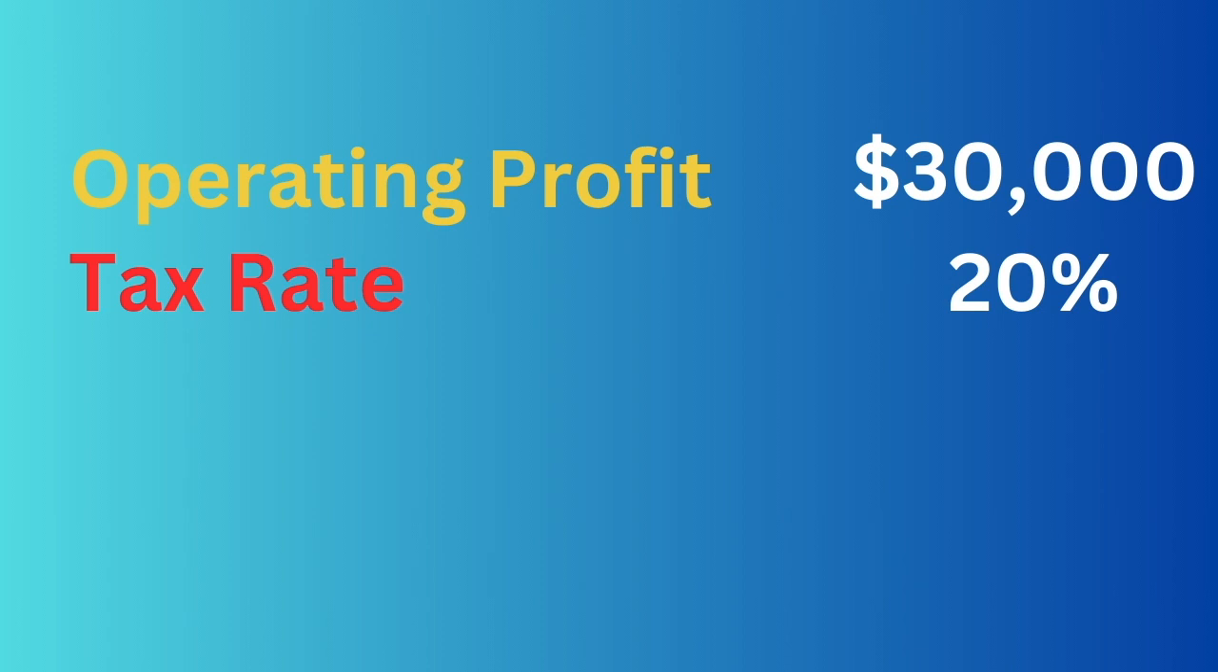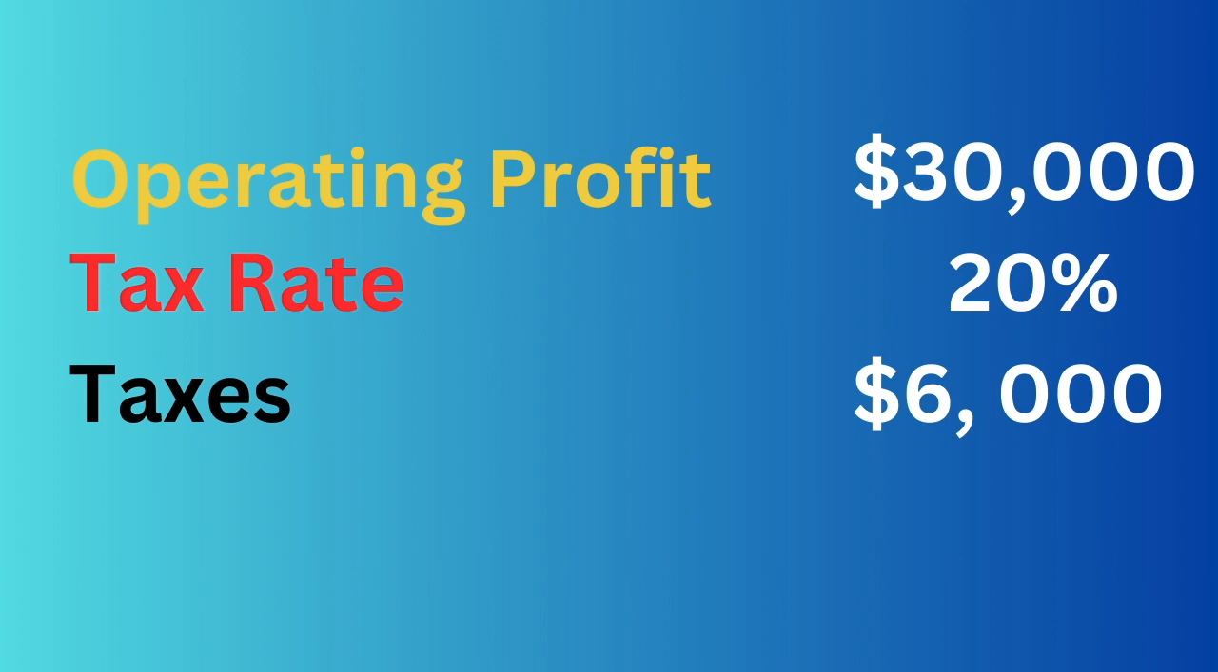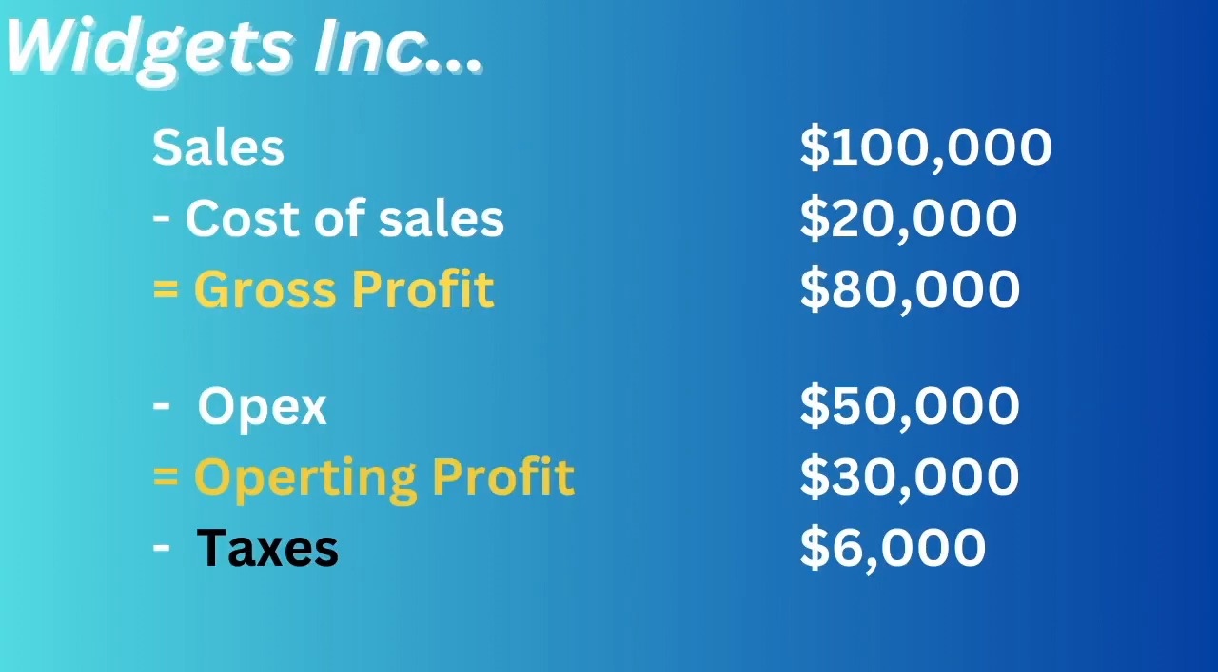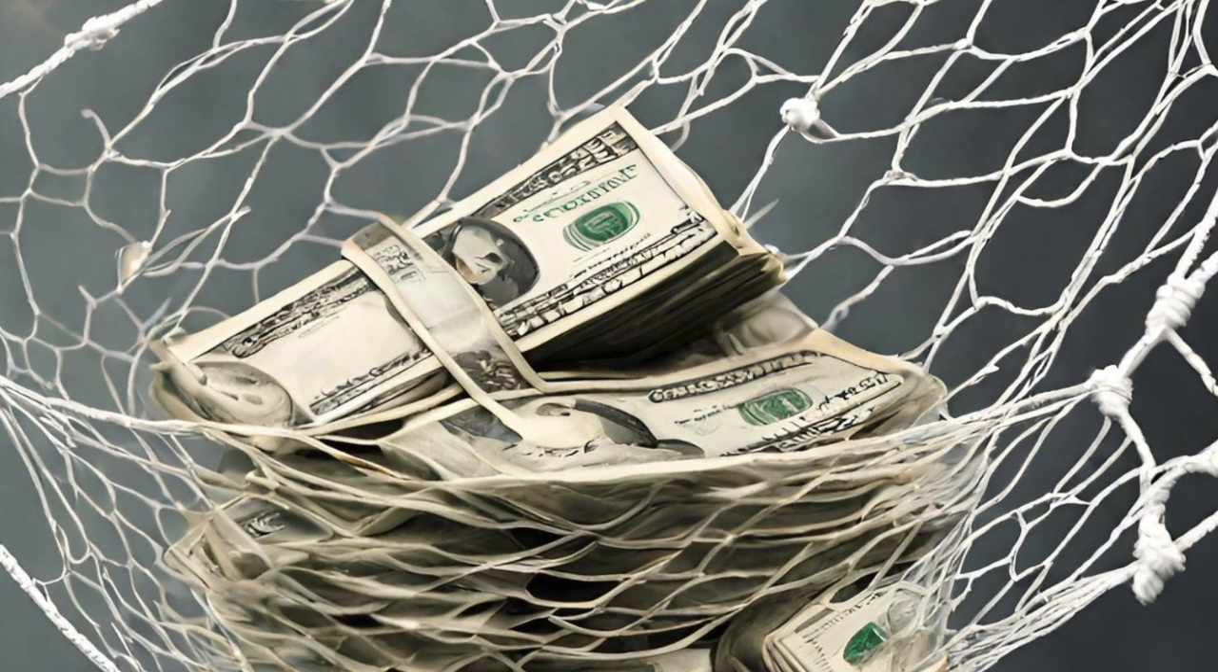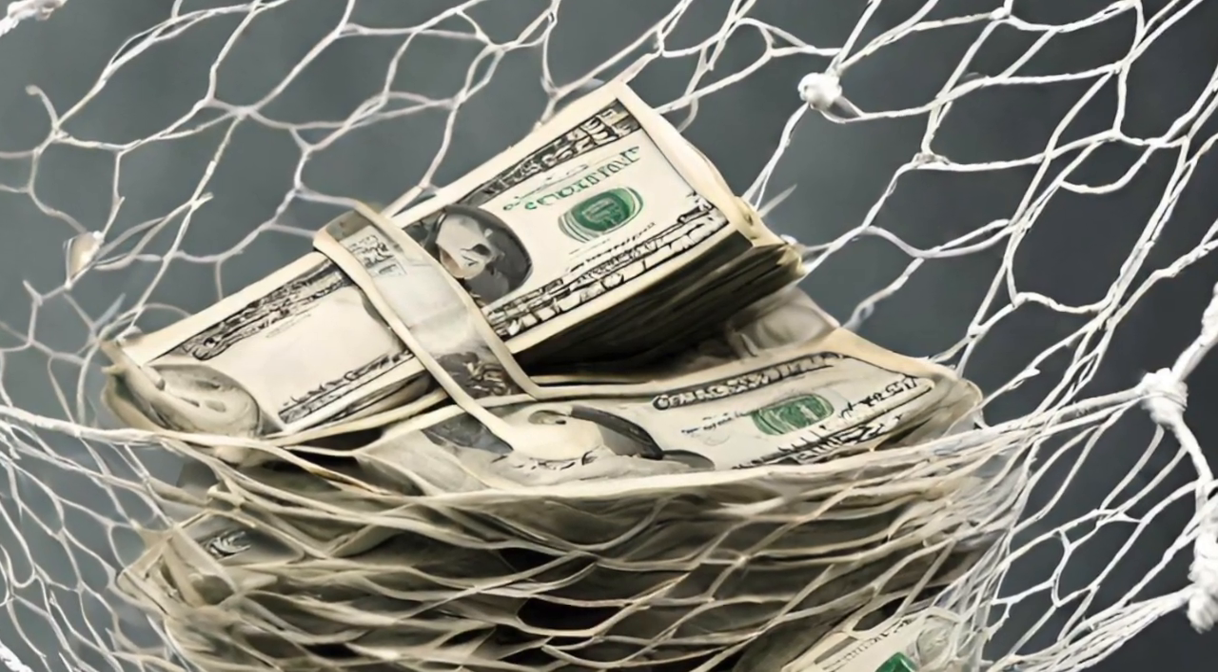So we're going to pay 20% of our operating profit, which we've just calculated was $30,000. 20% of $30,000 is $6,000. So that will be the tax that we pay. 30,000 minus 6,000 gives us 24,000 net profit figure, which is what falls down to the bottom, and that's what we catch at the bottom, our net profit.